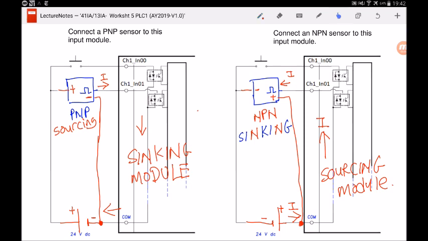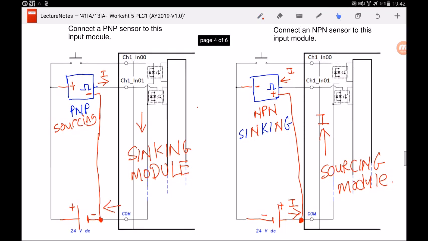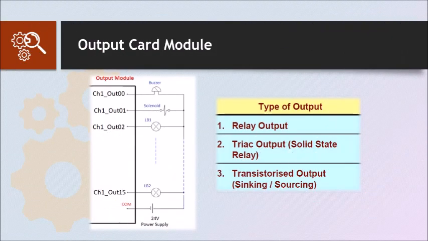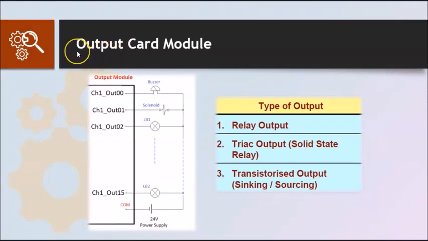Okay, so with this, I would like you to think deeper with our next quiz question. We are now going into the section for output card module, whereby this diagram over here shows you the overview of the output module. There are a total of 16 connections for this output module. Why 16? Because it's 0 to 15.